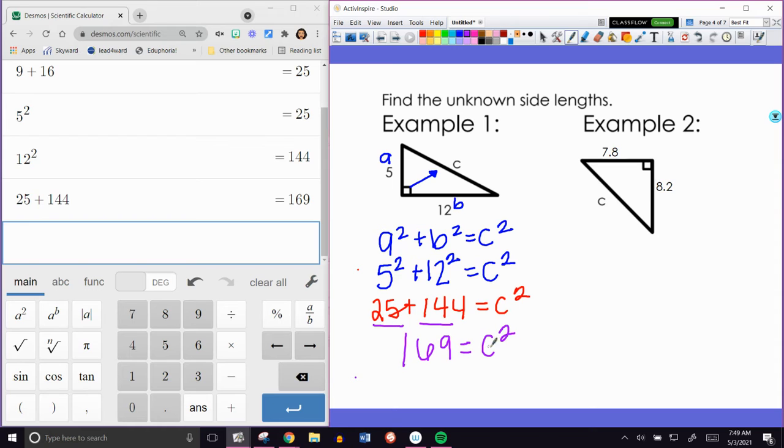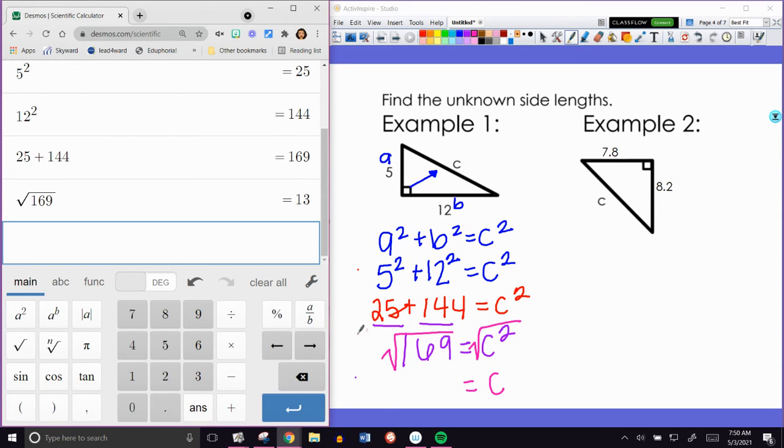Now, I just want regular C. So in order to do that, I need to do the opposite of squaring something, which is to square root it. So I'm going to square root 169, and that will give me my C. Square root 169, I get C equals 13. Okay.